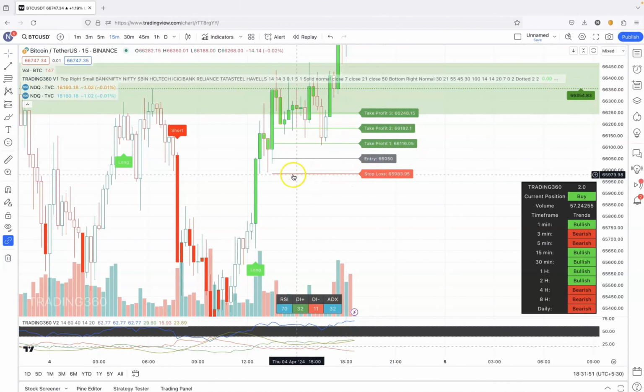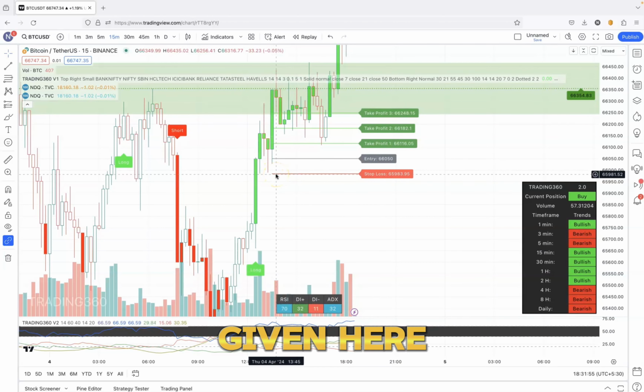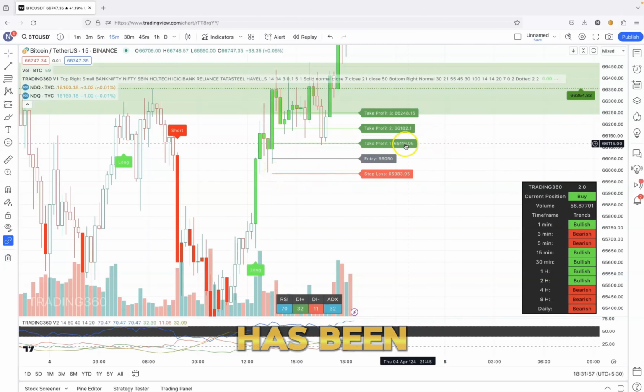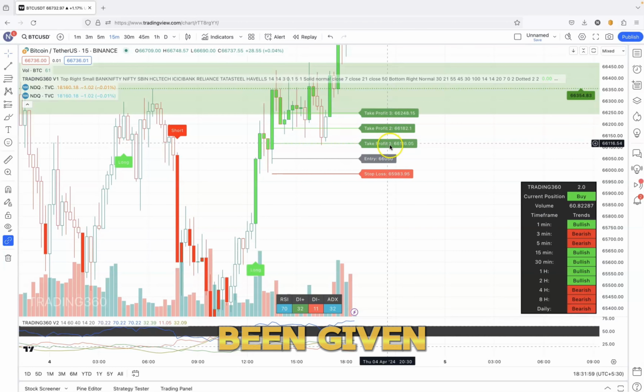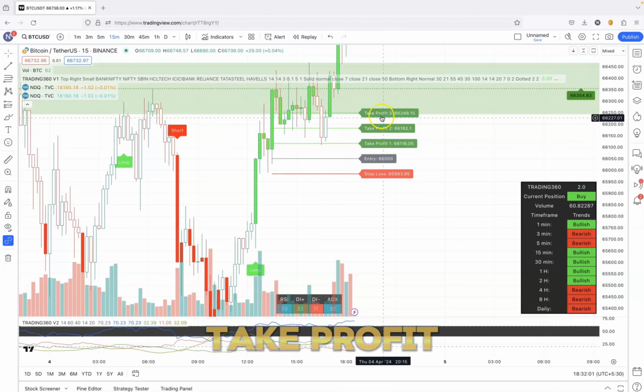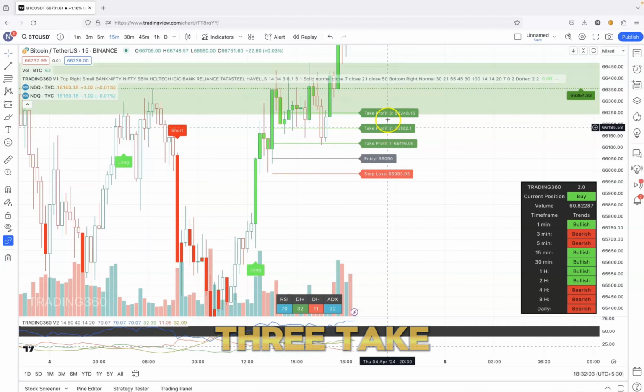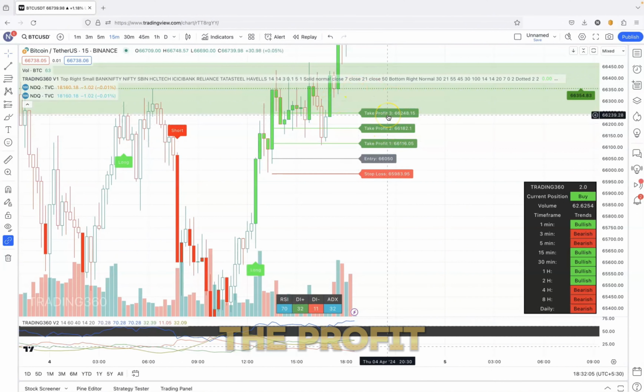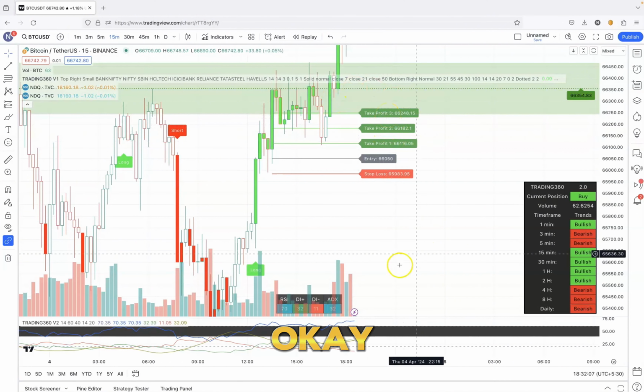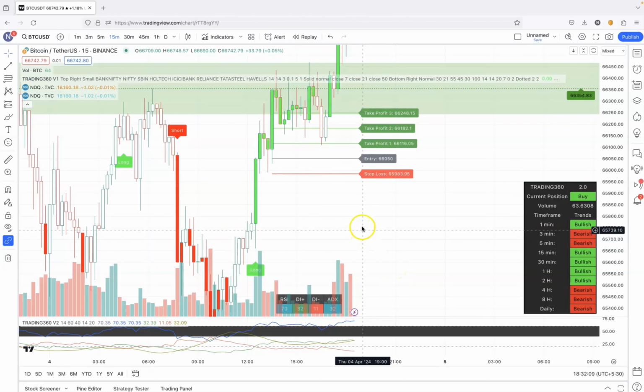It has not hit the stop loss. You see the exact point has been given here. The indicator has given take profit 1, take profit 2 and take profit 3. All 3 take profits have already hit the profit. Okay. So this I have been showing on the live market.